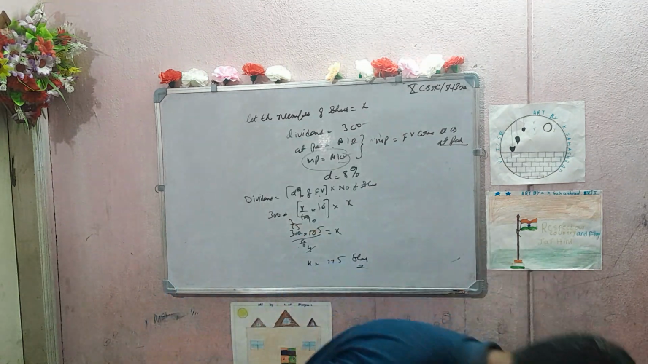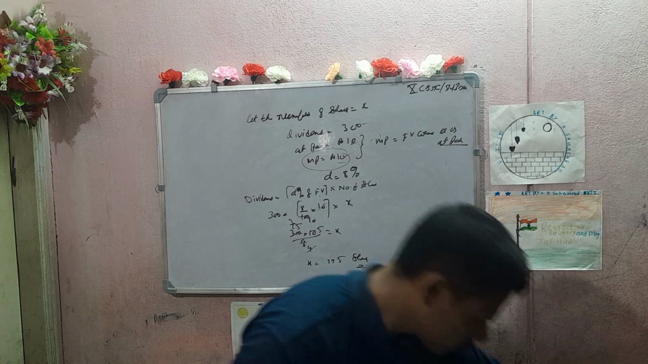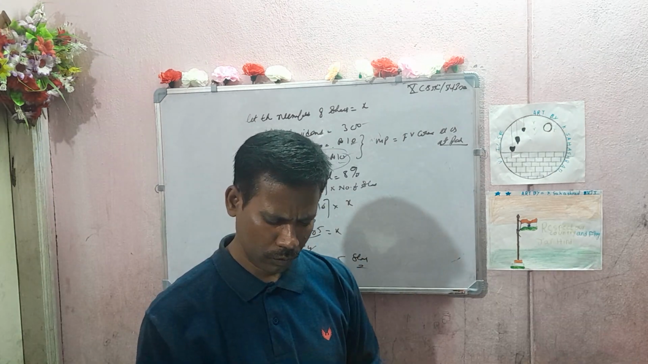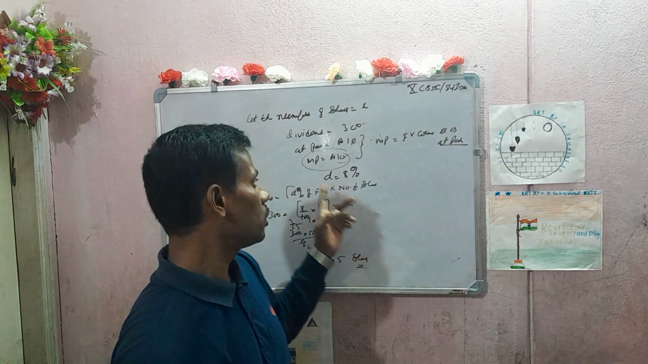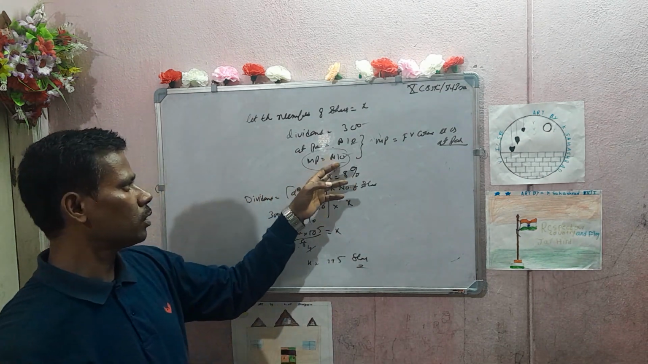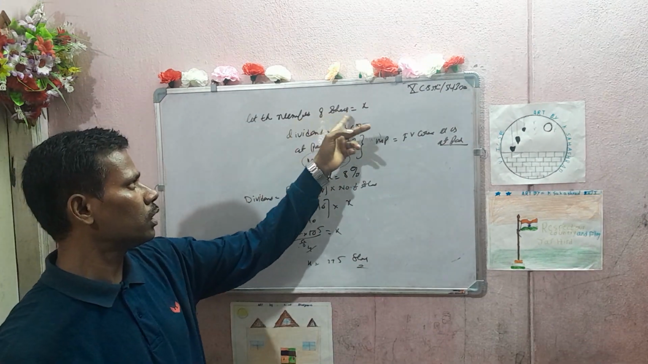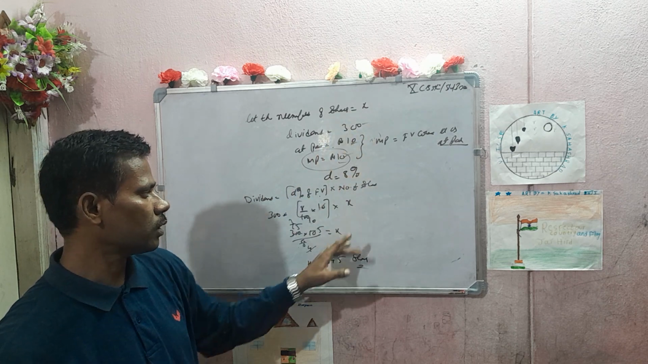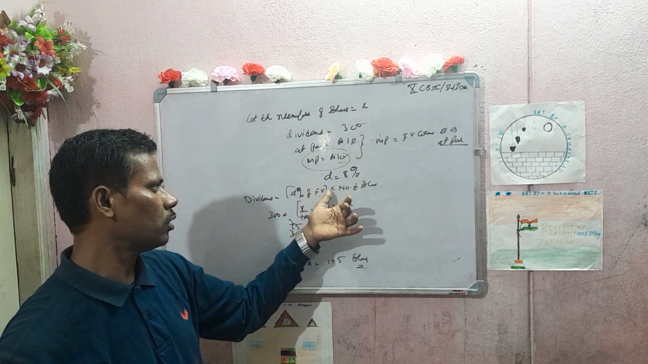A company pays... Did you understand this problem? Here market price is not required. The only thing is number of shares and dividend. What are the given conditions? Write down. Just put that value in this formula.